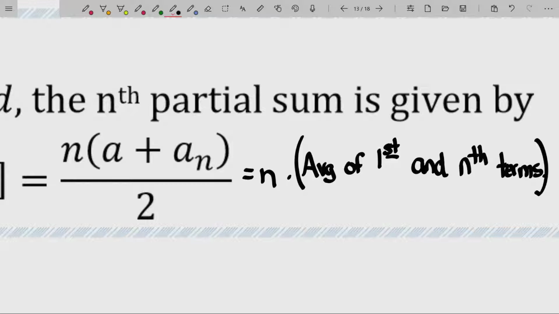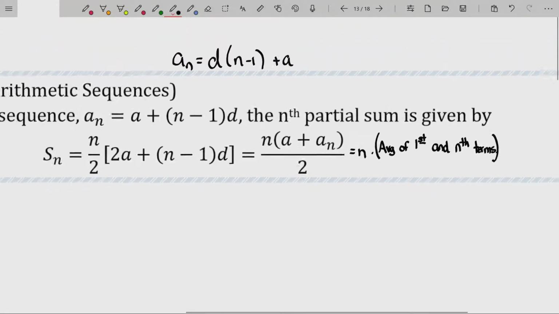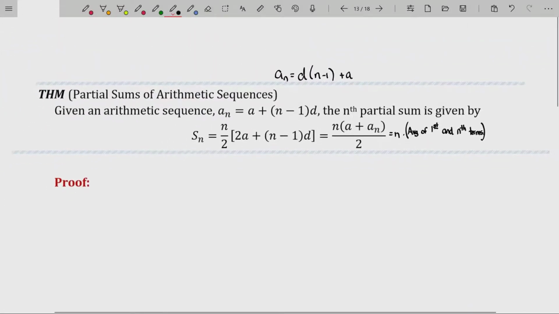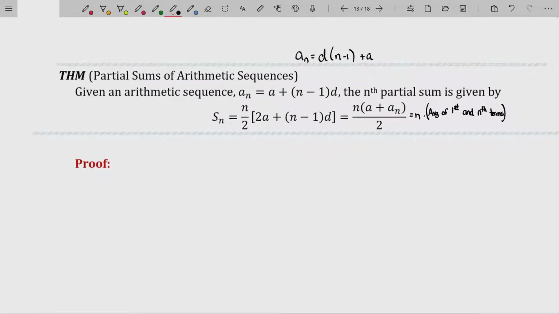But why is that true? That's really what you should be asking, rather than just memorizing. So let's go ahead and prove that the nth partial sum of an arithmetic sequence is that. Both of those, by the way. We're going to do both of them.